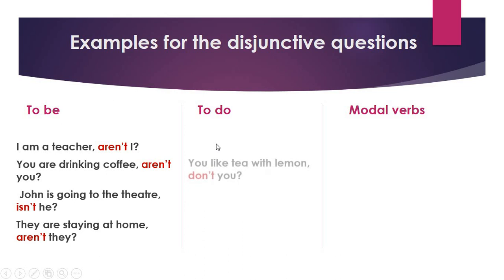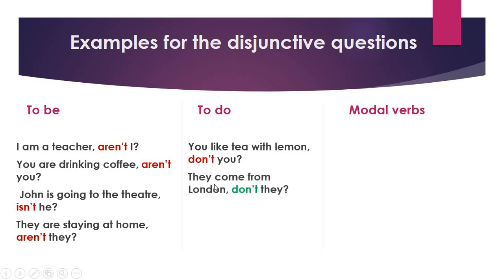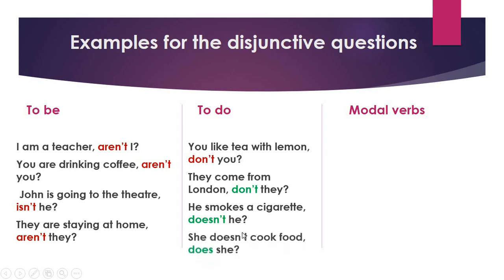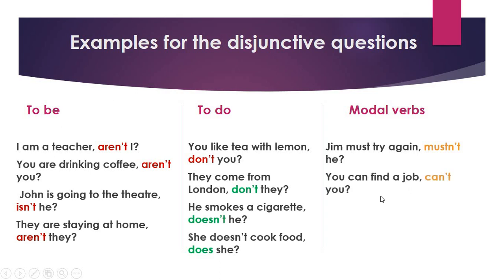For the verb to do: you like tea with lemon, don't you? Here, like is a verb in the present tense, that's why we use don't you. They come from London, don't they? He smokes a cigarette, doesn't he? She doesn't cook food, does she? Jim must try again, mustn't he? You can find a job, can't you? He can't speak Chinese, can he?